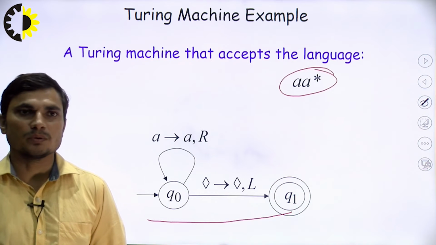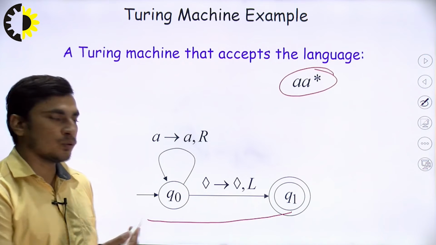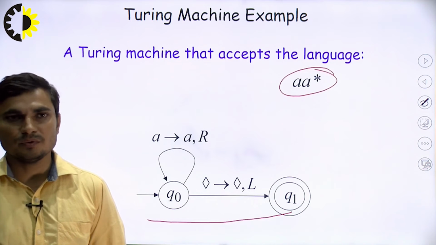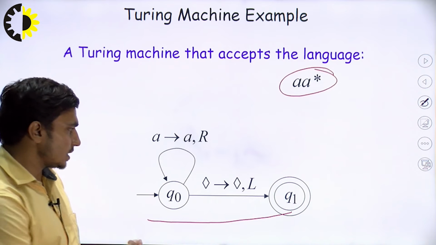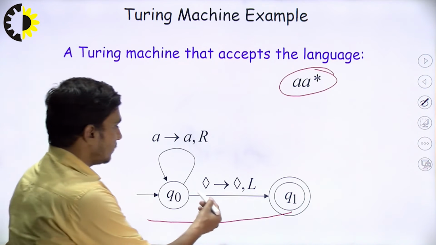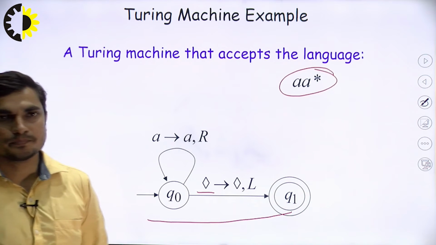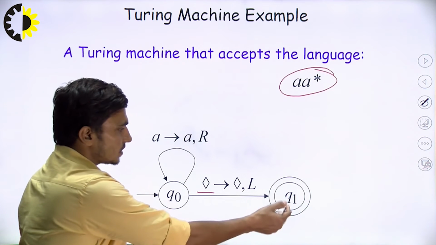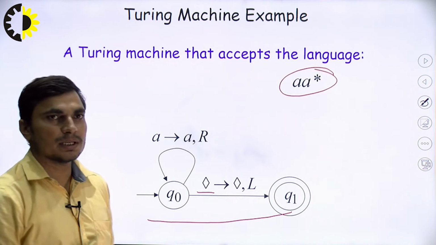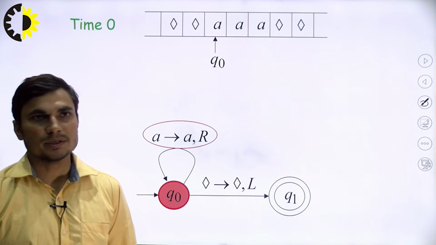We will trace the input, and if we find the empty space, then we will write the empty space and move towards the left side, and at the same point we will change the state from Q0 to Q1. This will happen when we have traced out the complete input. When we reach Q1, we say that the machine is accepting the particular string or input.